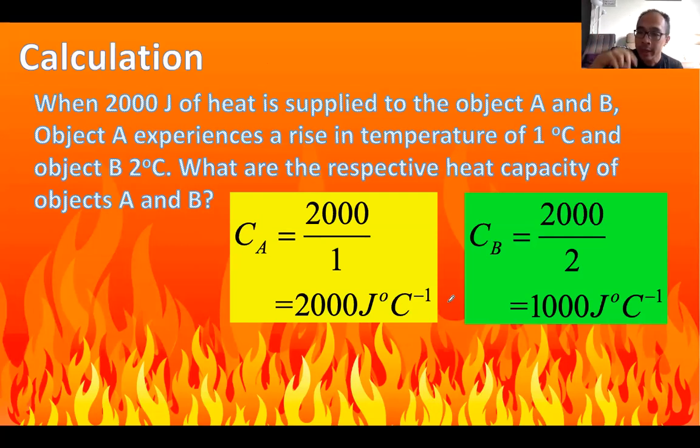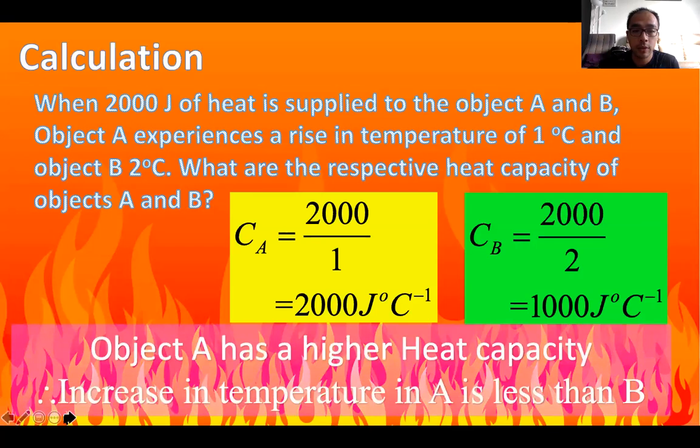If the increase in temperature is very big, means that the heat capacity is small. Okay, because dia cepat saja naik. Okay, but in the same amount of time. So we find that object A has a higher heat capacity because the increase in temperature in A is less than B. Okay, please take some time to let this sink.